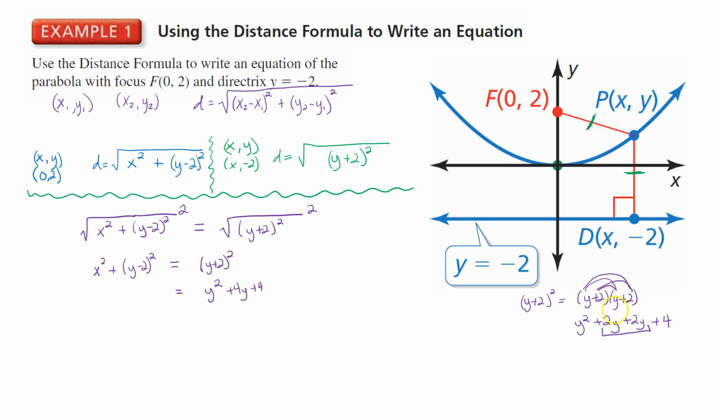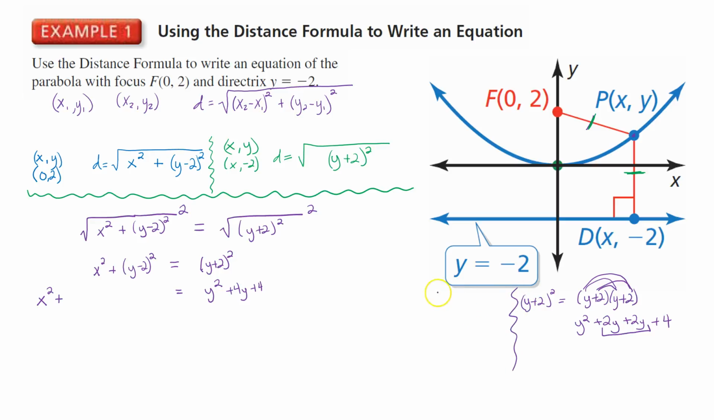If you don't do this step over here, sometimes you'll look at this and go, oh, y squared plus 4, and then you miss this term, which makes your answer all wonky. All right, over here I'm going to scoot my x squared over a little bit because I know I'm going to have to multiply this out and get a big trinomial here.